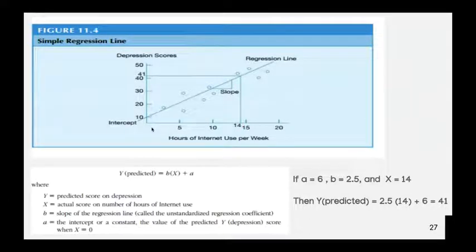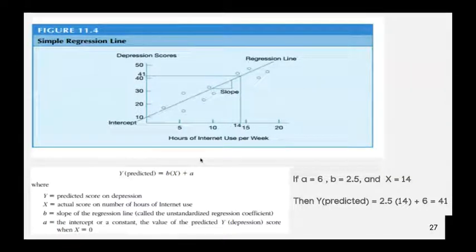So the calculation of the line holds value for predicting scores on the outcome. For example, here is the depression score, with knowledge about the predictor, hours of internet use per week. Based on the mathematical formula, a researcher can calculate an equation that expresses this line: y predicted equals b(x) plus a, where y is the predicted score of depression, x is the actual number of hours of internet use, b is the slope of the regression line, and a is the intercept or constant, the value of predicted y depression score when x equals 0.